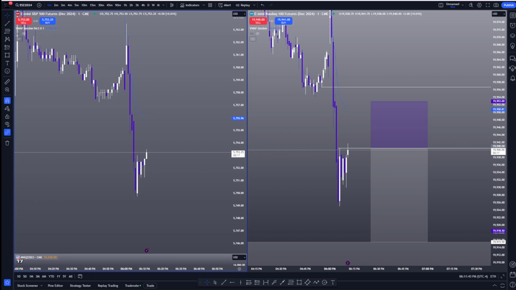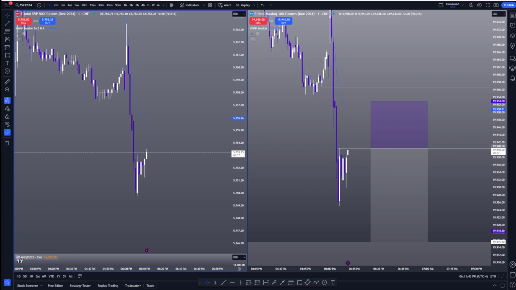I got filled again, guys. I got filled really high on that entry. I do not like that entry whatsoever here. I'm just going to keep my stop down at 19,942.25, but I do not really like that entry. I don't like how high I got filled. That is not a good fill.